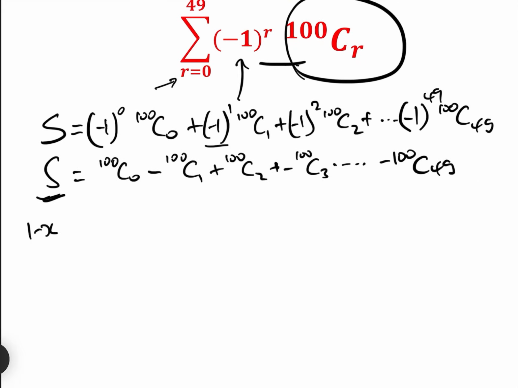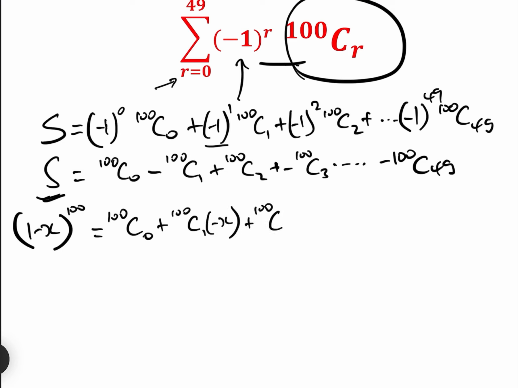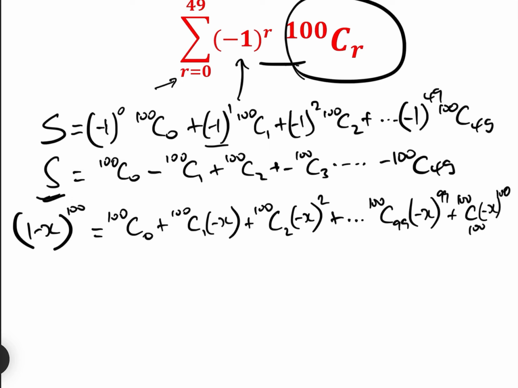What we have to do is look at the expansion of 1 minus x to the power of 100. If we look at this, what we will get is equal to 100C0 add 100C1 times minus x, add 100C2 times minus x squared. This is just the basic binomial expansion. Add 100C99 minus x to the 99. Add the last term, 100C100 minus x to the power of 100. Now clearly that's not exactly what we're looking for, so we need to do some amendments.